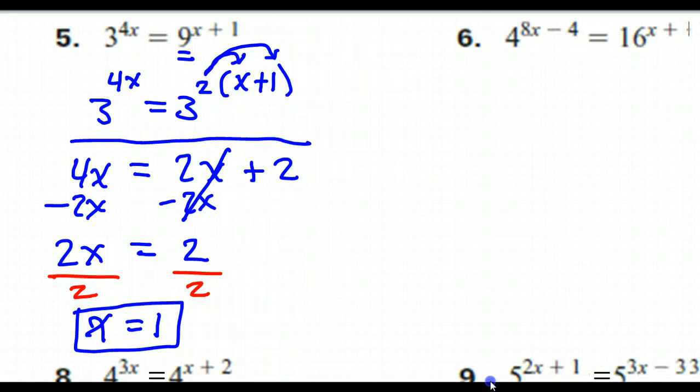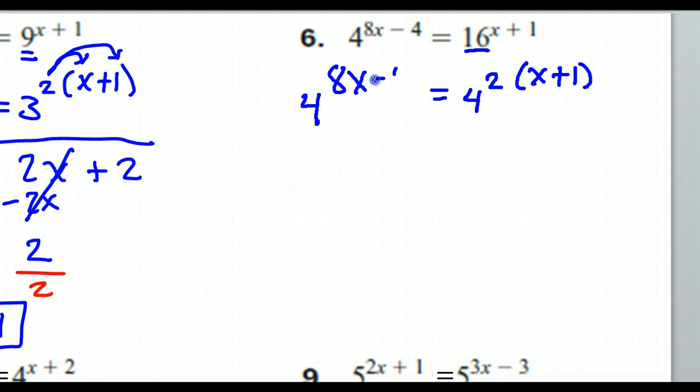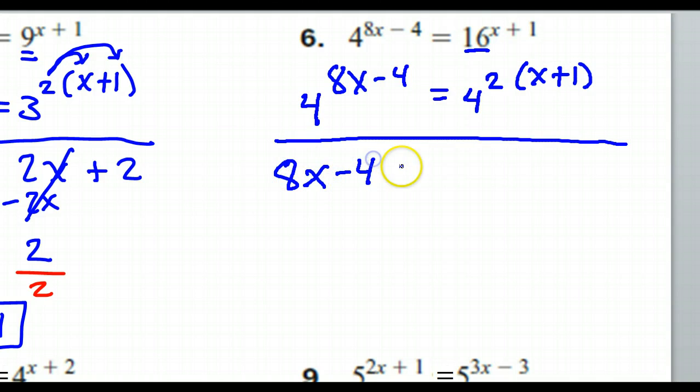Alright, let's take a look at number 6. Now I've got a base 4 and I've got a base 16. Is there a way to rewrite 16 using a base 4? Sure there is. 16 is 4 squared. And then I'll keep my x plus 1 over there. Then over here I will have my 4 to the 8x minus 4 power. Now that the bases are the same, logic tells me that the exponents must be the same. So x minus 4 must equal 2x plus 2.